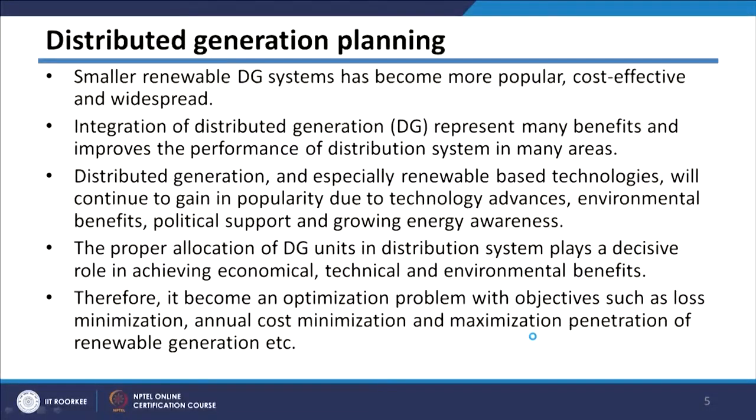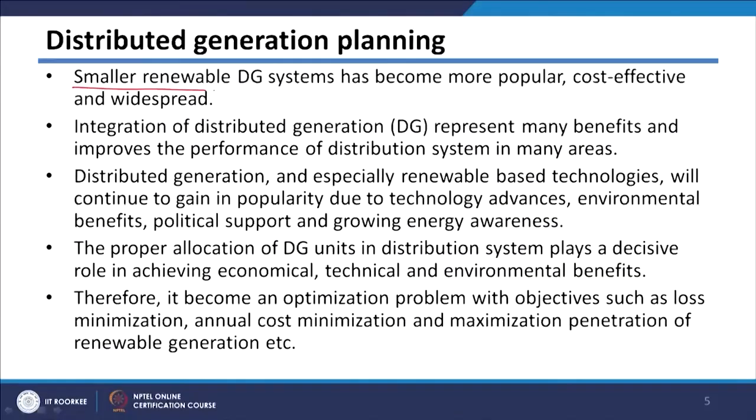Then distributed generation planning. We have already discussed various benefits of distributed generation placed in the distribution system. We have seen that these are nothing but small renewable generators which are connected to the distribution system, and nowadays they are becoming a more popular, cost effective and widespread solution to get various benefits in the distribution system. It improves the performance a lot.